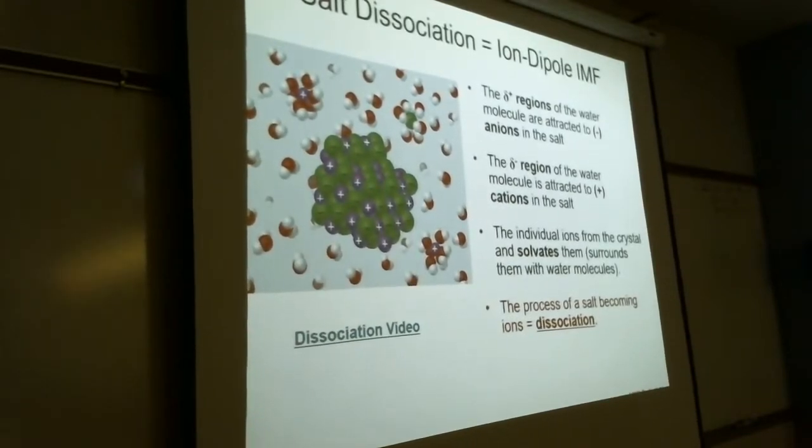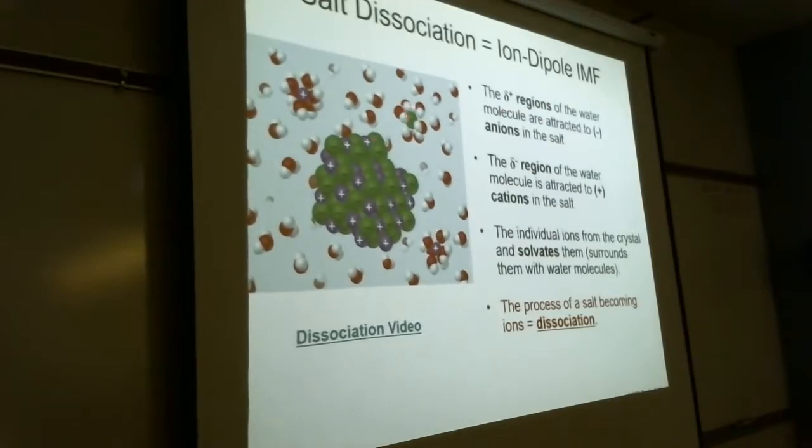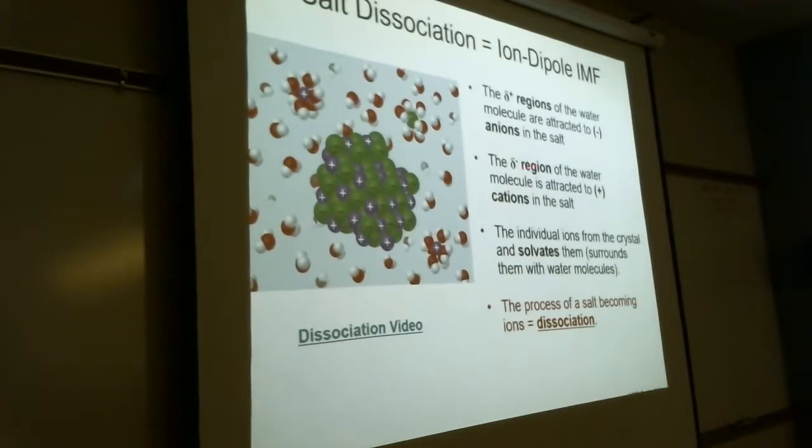Yes? So the partial positive of the water is attracted to anions, right? So that's why the hydrogens are all facing in here. And the partial negative region is attracted to the cation. That's why all the oxygens are facing in here. Now this is what it looked like initially, but by the time the solution is all formed, it will look like this completely all throughout, okay? And that process we call solvation. So this cation completely being surrounded by water, that's called solvation. And the process of a salt breaking into its ions is called dissociation. Okay, so those are two vocab words.